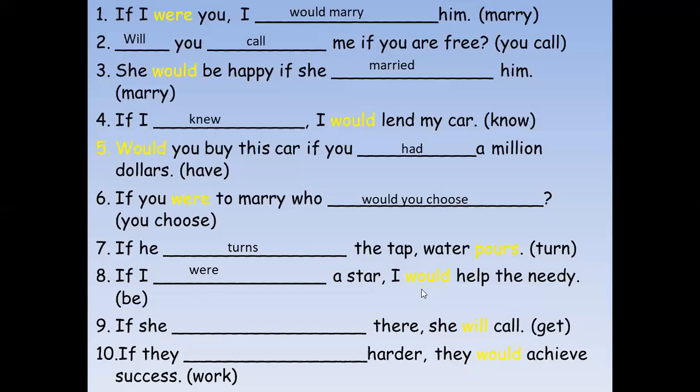Number 9: If she gets there, she will call. This is if clause type 1. Present simple in the first part. If she gets there, she will call.